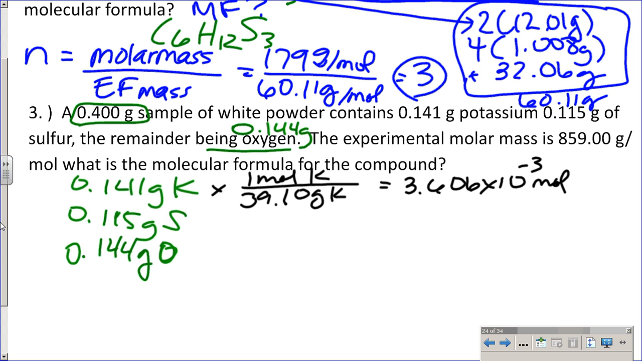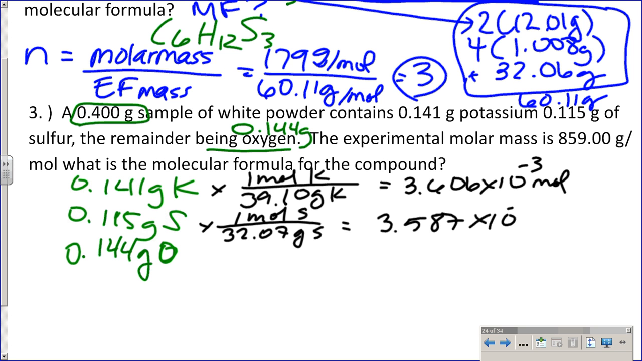Next one, molar mass of sulfur. 1 mole of sulfur weighs, what do you say? 32.07 grams of sulfur. Okay, so if I take my grams of sulfur divided by my molar mass, mine was 0.115, so just forgive me, it might be a tiny bit off from what you calculate. 3.587 times 10 to the negative 3 moles.